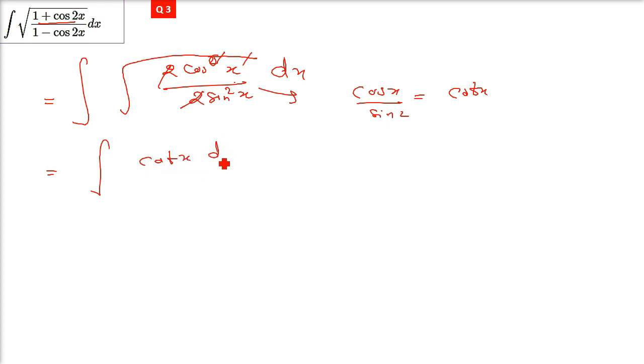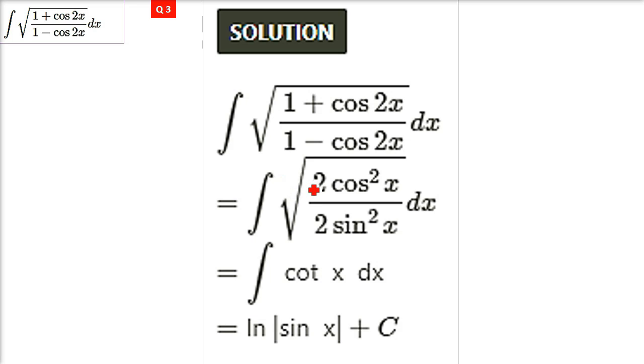And there is a standard formula for cot x. What is the formula? It's ln, that is log base e, modulus of sin x plus constant of integration. So this is how we are going to write it.